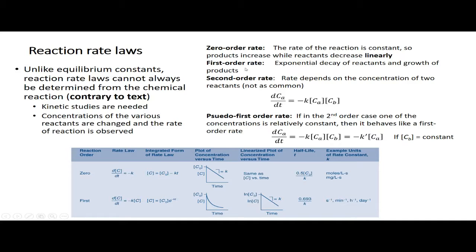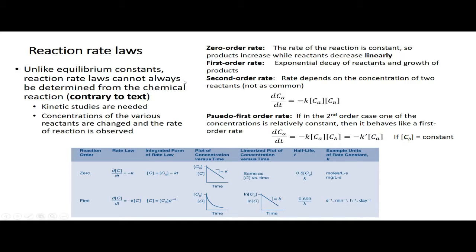Both move linearly, it's just a constant rate of change. First order rate is a little more interesting because you get an exponential decay of reactants and a growth of products, because the reaction rate is actually proportional to the amount of chemicals, the amount of reactants present. The second order rate depends on the concentration of two reactants, or it could also depend on one of the reactants to the second power.